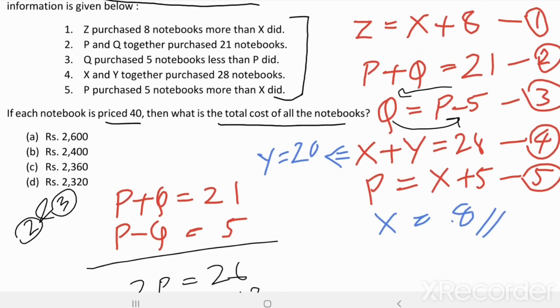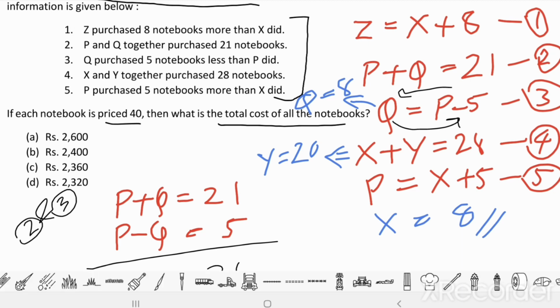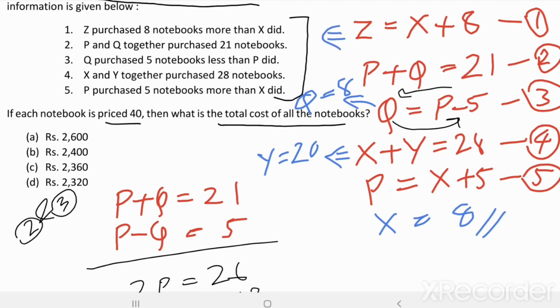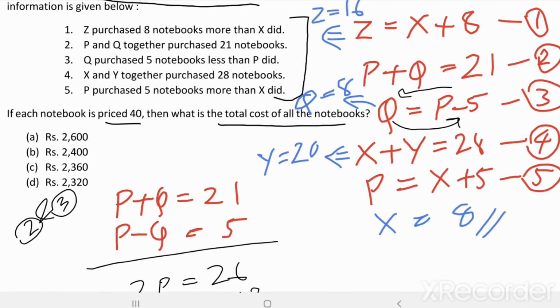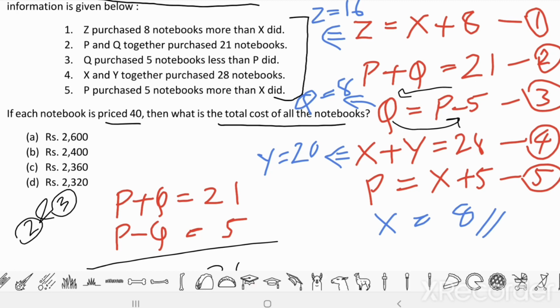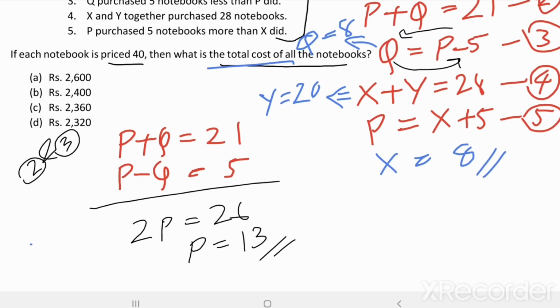Where P equal to 13, that means from equation 3, Q equal to 13 minus 5, we get Q equal to 8. Then from equation 1, X equal to 8, then Z equal to 8 plus 8 equal to 16. Now we got all the values. Now we can find the total cost of all the notebooks.